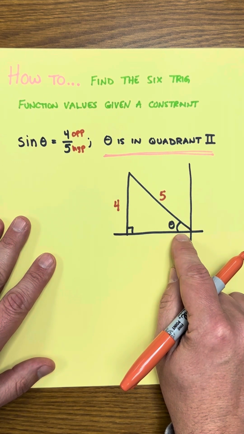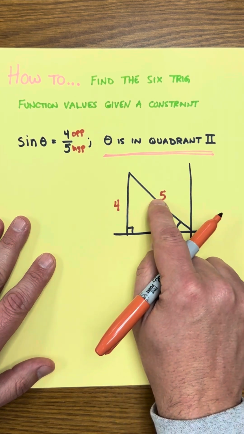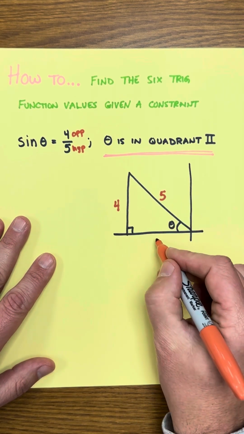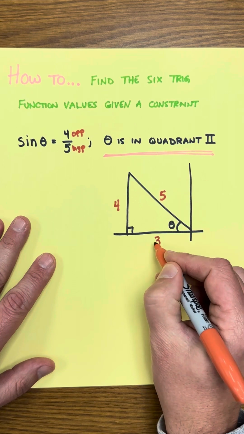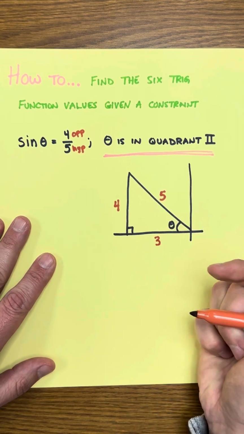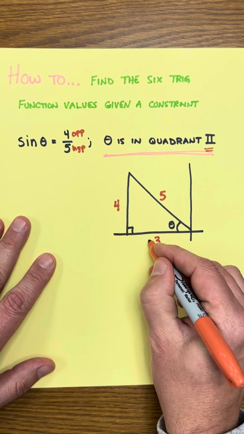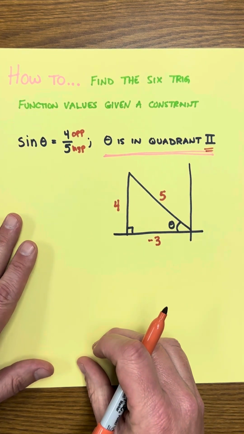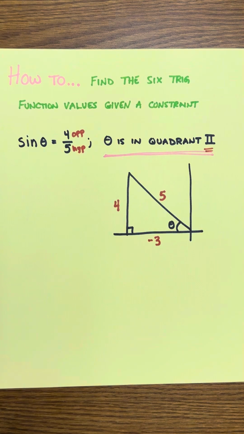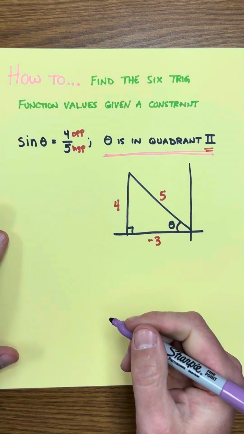Well, you should know that a Pythagorean triple is 3, 4, 5, which makes this side 3, but actually not 3 because we're going to the left because it's in quadrant number 2. This is actually -3, okay? So now we have our triangle sketched, and from here, it's pretty much game over. Like now we're ready to just go ahead and write out the 6 trig function values.